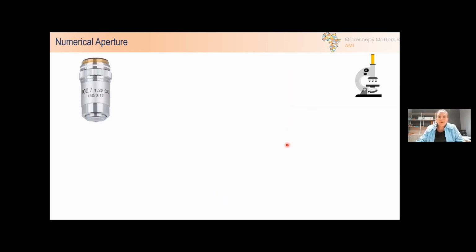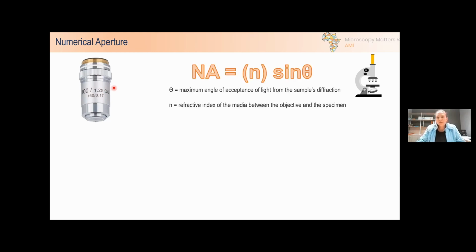Another aspect, the numerical aperture. So on an objective, you usually get the number of the magnification, which we're all familiar with, 100 times, 60 times, 40 times. But there's another number which is called the numerical aperture of the microscope. This number can be found by this equation where two aspects are important: the maximum angle of acceptance of light from the sample's diffraction pattern, as well as the refractive index of the media that is between your objective and your specimen.